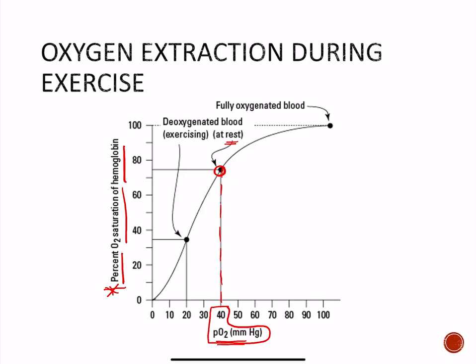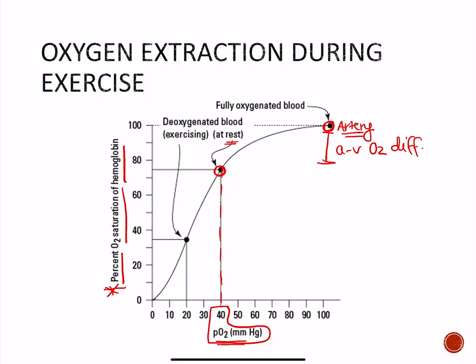So the AVO2 difference at rest, here's the arterial amount of oxygen, and this is the AVO2 difference at rest. It's not a huge amount leaving the blood because your skeletal muscle is quiet. It doesn't have a big need for oxygen. So what we're talking about here is how do we increase oxygen extraction?